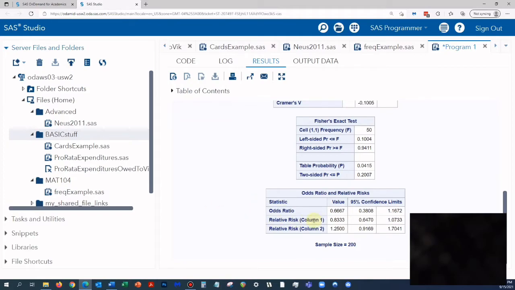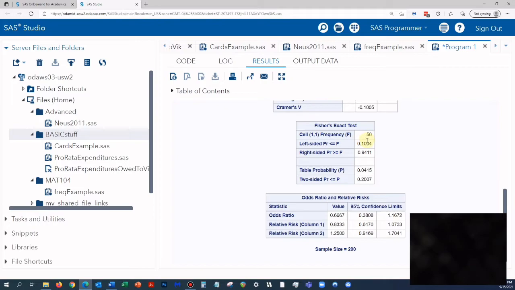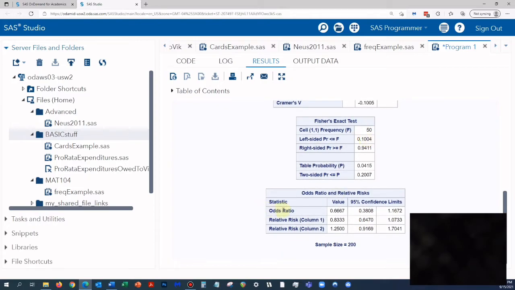Now, you always use column 1 if you format the table correctly. And when I say format the table correctly, I mean the experimental group comes first, the placebo group, the control group, comes second, the yes comes first, and the no comes second. So if the table is formatted correctly, you use relative risk column 1, which, as Siri told us, was 0.8333.